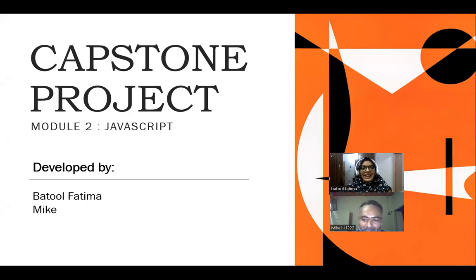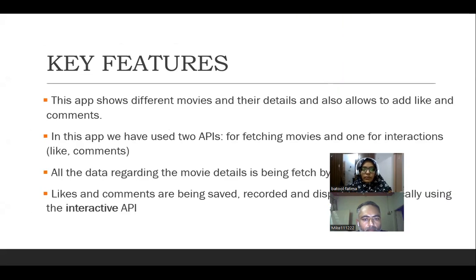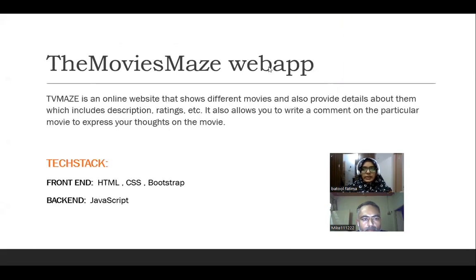We are working on this capstone project of Module-2 JavaScript, and we have been working on it for the past couple of days as a team. So what is the Movie Maze app? Movie Maze app is basically a website which shows different movies and also provides details about them, like the description, ratings, and different other details. It also allows us to like the movies and also comment on them.